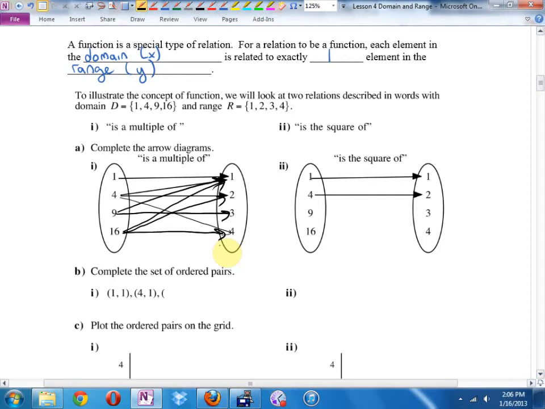Let's compare that with "is the square of." Is 1 equal to 1 squared? Yep. Is 4 equal to 2 squared? Yep. What would 9 go with? What would 16 go with?